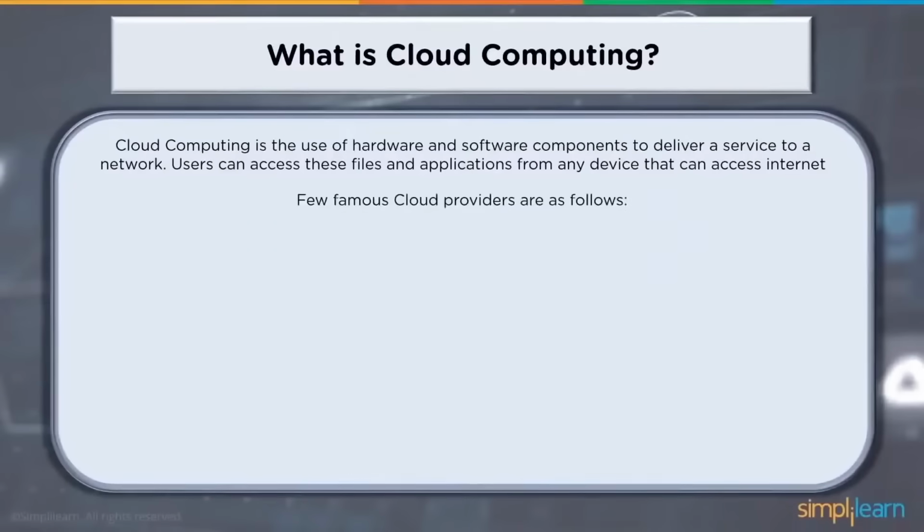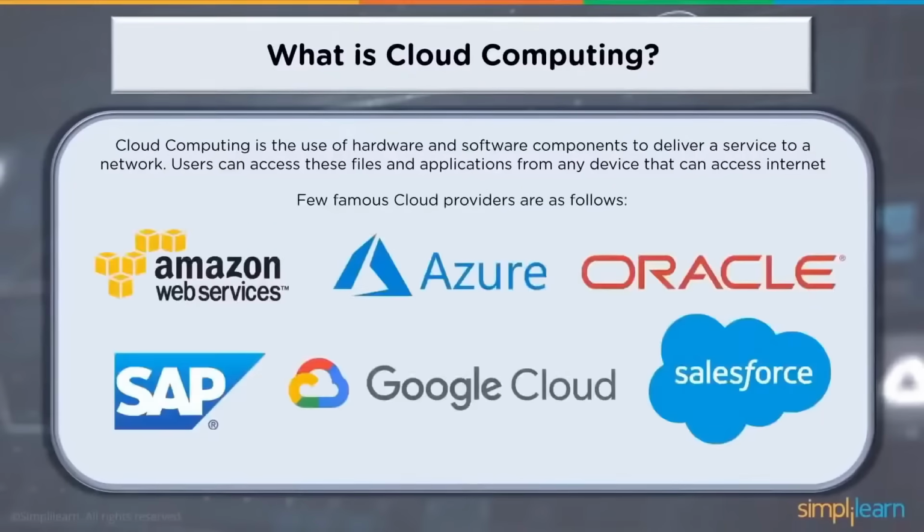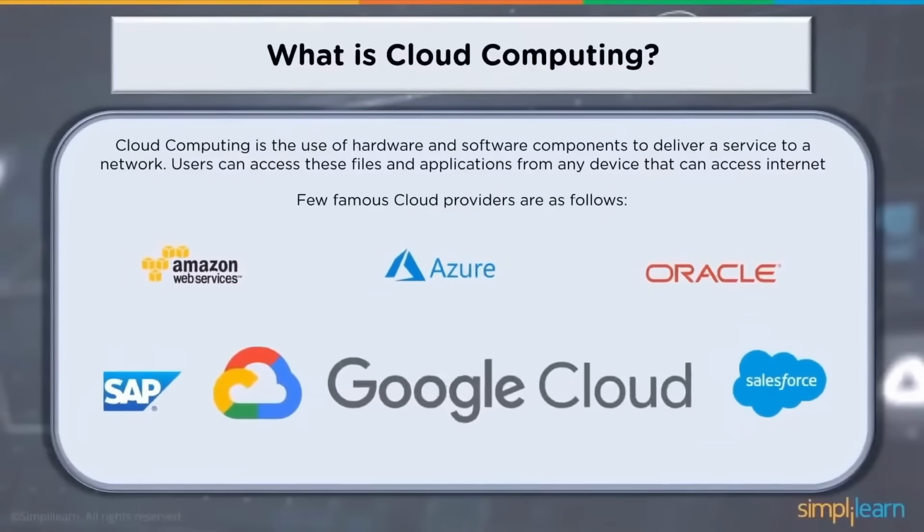Now, a few famous cloud providers are here. So you have Amazon, which offers Amazon Web Services, and a huge list of services which come with this. You have Microsoft's Azure, you have Oracle's cloud, you have SAP's cloud solutions, GCP, which is offered by Google, Salesforce, and so on. There are many other small players which are also providing different cloud-based services, or organizations which are partnering with these main cloud providers, thus offering cloud services to their customers.